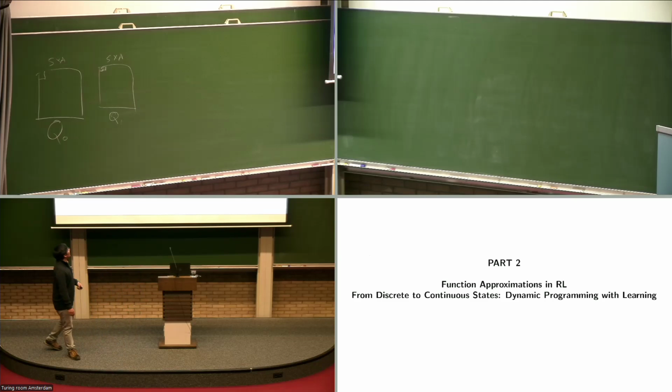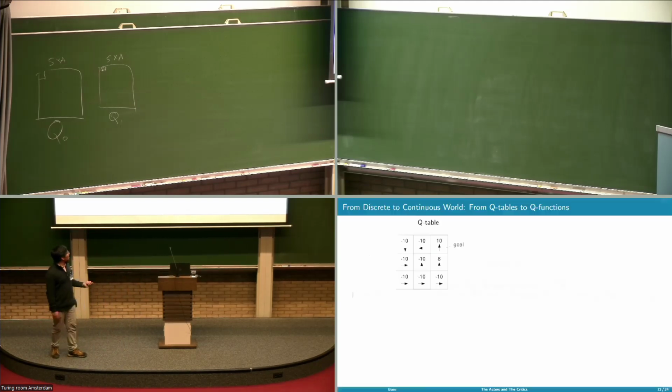Okay, so now we'll go for the first part where we'll look into the value-based methods and how to use functional approximation or representations in RL, specifically in this case. And the whole motivation, as we have said, is going from discrete to continuous states, going from dynamic programming to more learning type of strategies. Okay.